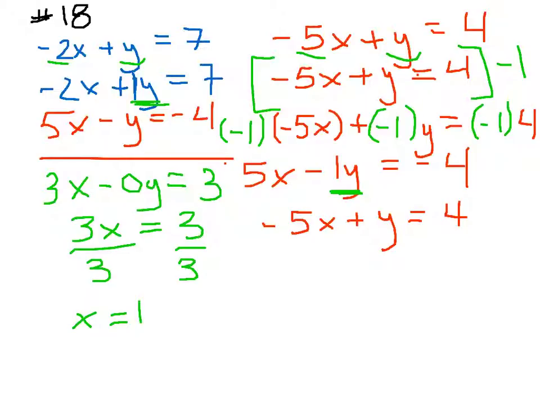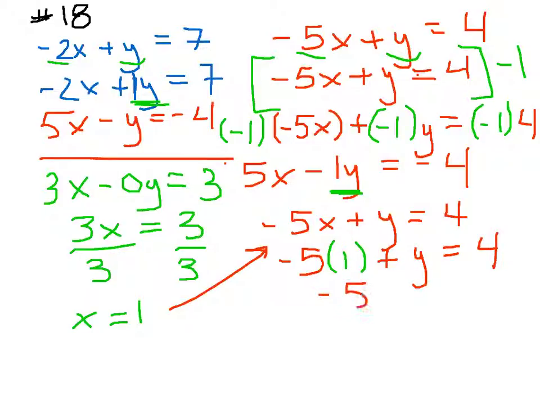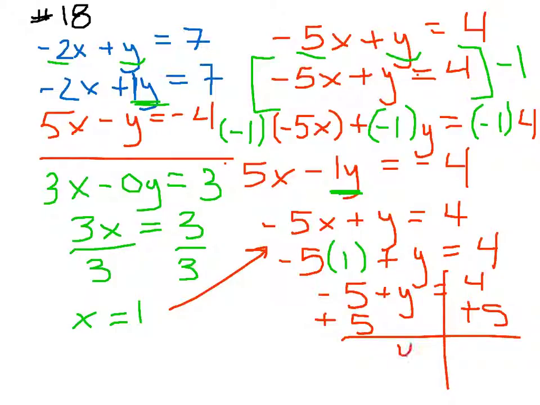And I'm going to plug my x is equal to 1 into this equation. And that gives me negative 5 times that 1, which is my x, plus y is equal to 4. I get negative 5 plus y is equal to 4. I add 5 to both sides of the equation, and I end up with y is equal to 9. And I have the ordered pair now, 1, 9.